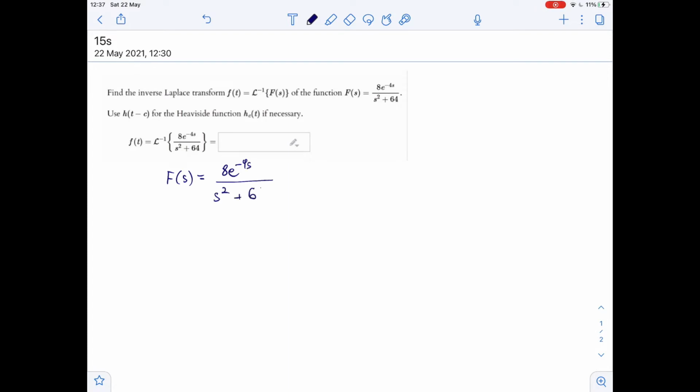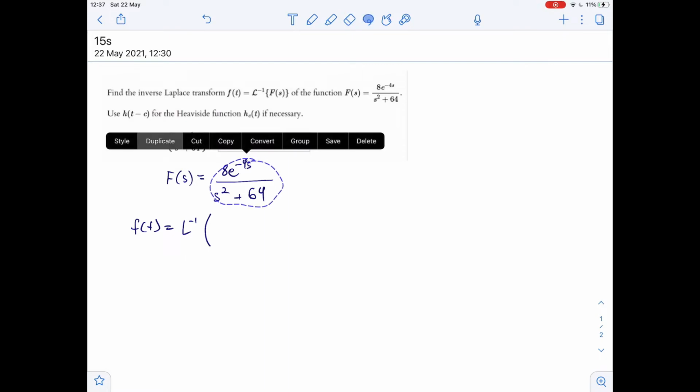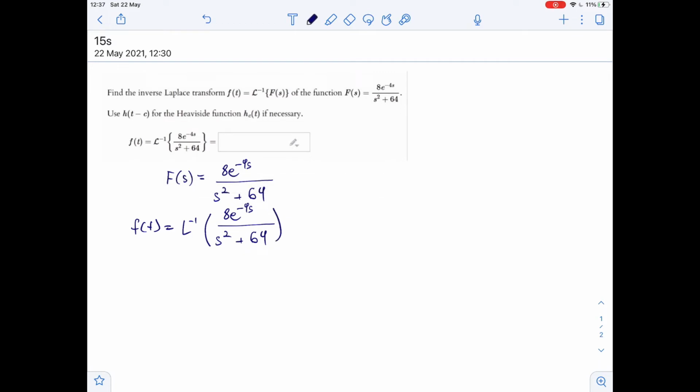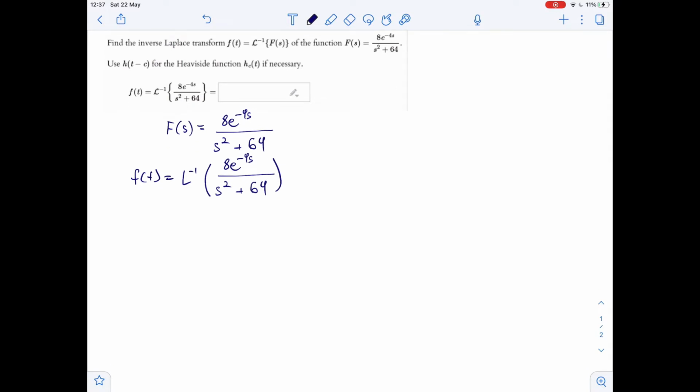Now, to find the inverse Laplace transform, which we can write down as this, f(t) is equal to the inverse Laplace transform of this. I'll just copy paste it in here. So the inverse Laplace transform of this. Now we will apply the inverse transform rule.